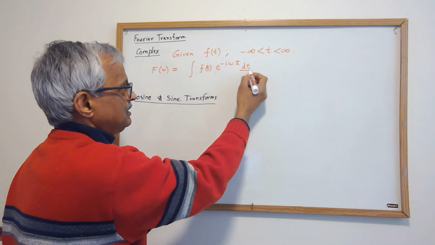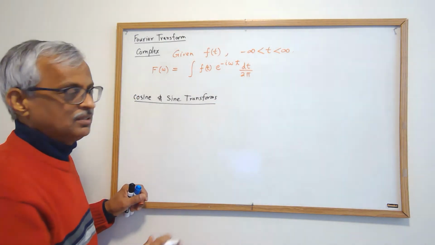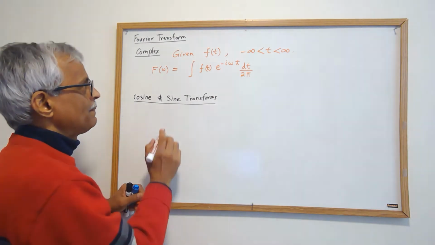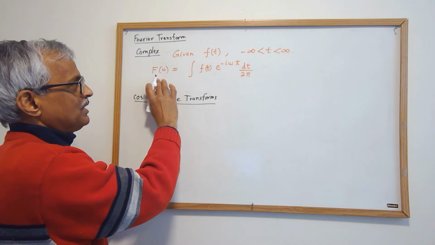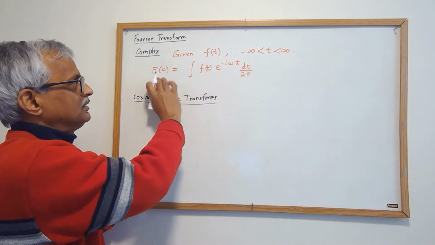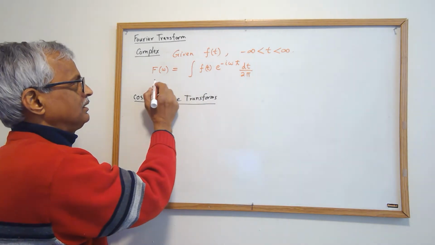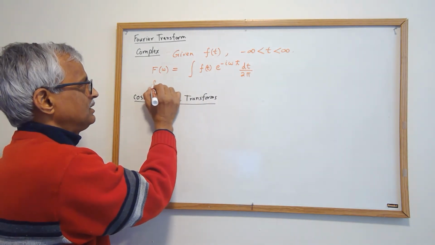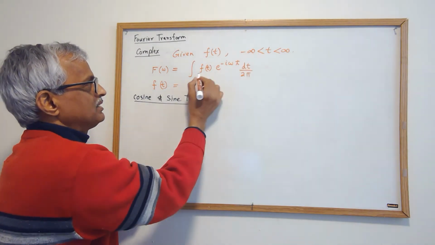For me, it's going to be dt over 2 pi. So this 2 pi is a convention, and we'll just use that convention. We'll say, okay, how do I get f(t) out? Well, it turns out you can invert this. And t is from minus infinity to infinity.